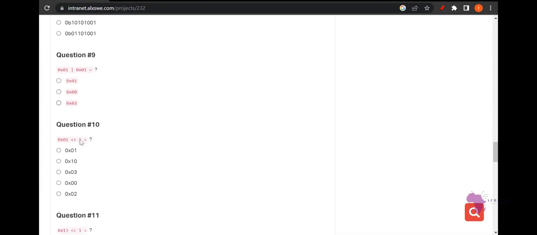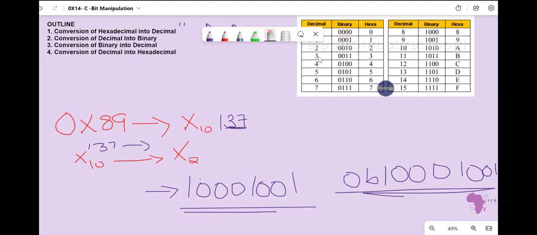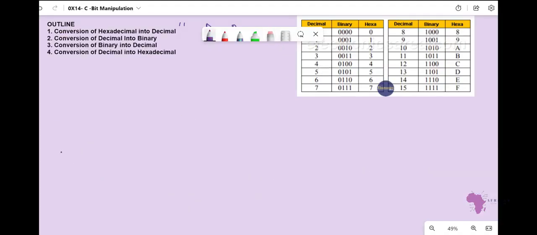So let's get to number 9. We're going good. Number 9, 0x01 OR 0x01. Yes, it is OR. We are using OR. So let's get into it. Let me wrap this one. Yes, now wrap. So we have been given 0x01, and then we have been told OR like this, and then 0x01. So first of all, we need to find the binary of these numbers. So this is in base 16. This one is in base 16. So we get the binary of them.